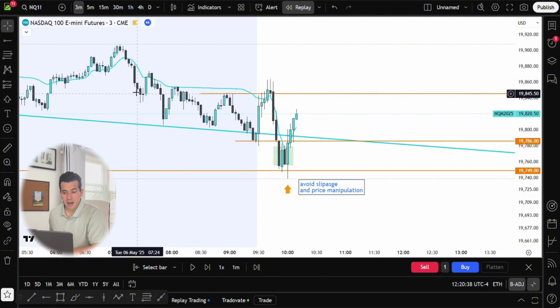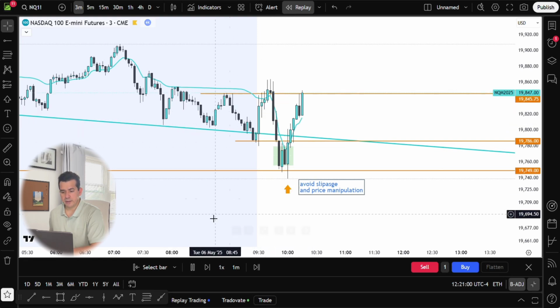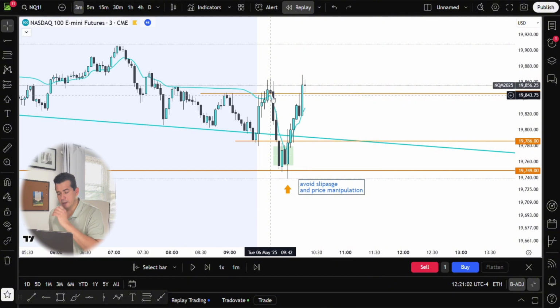And then I got in around here, and then what price does, boom, pushes up, comes to this high, drops here. I get out at this point, so I hit my target right here, around here. So this is a good trade right here.